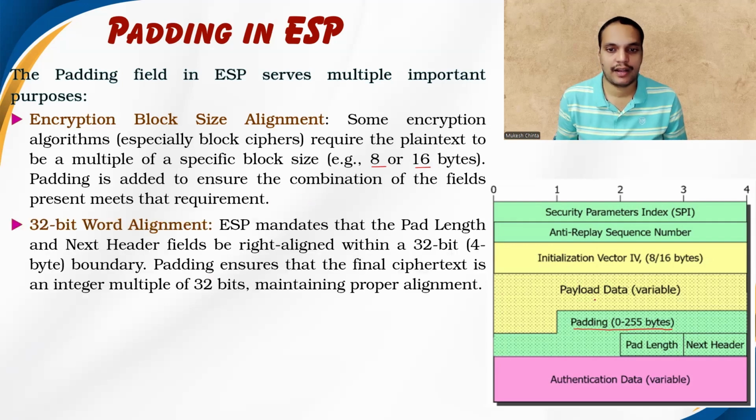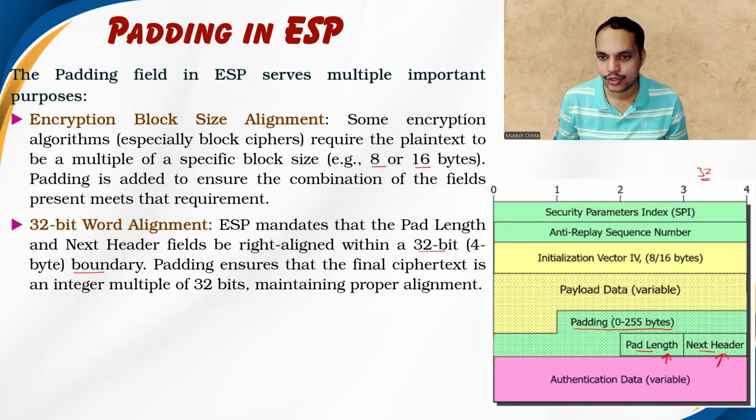The second reason why we have padding is, you can see in the figure, that ESP mandates that the pad length and the next header fields be right aligned within a 32-bit or 4-byte boundary. You can see this is a 4-byte, which is a 32-bit boundary. And the last 2 bytes should be your pad length and the next header. They should be right aligned.